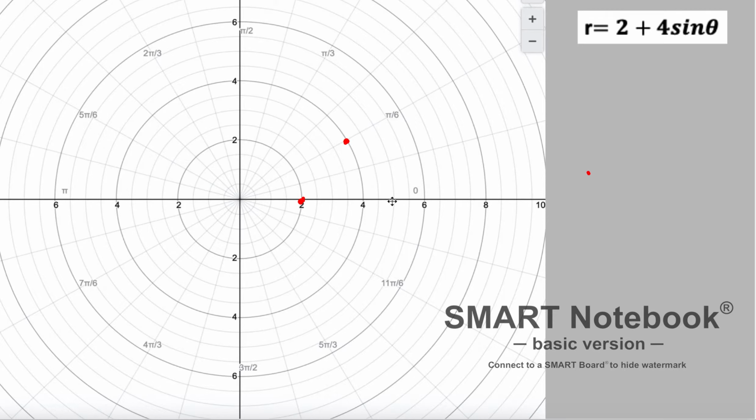So this is 5 and 6. 4, 5, 6. So it means it's between 5 and 6, on this line here. So for pi over 3, and if we are plugging in pi over 2 for theta, sine of pi over 2 is 1. Times 4 is 4, plus 2 is 6.